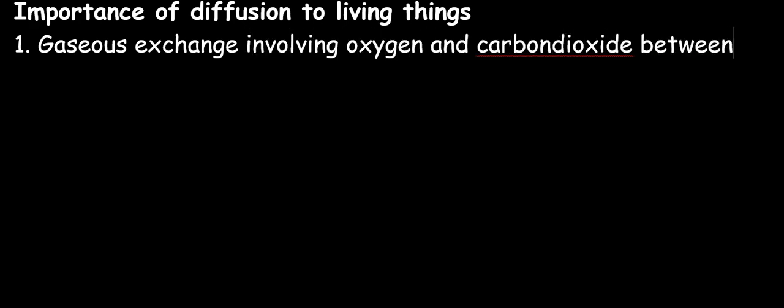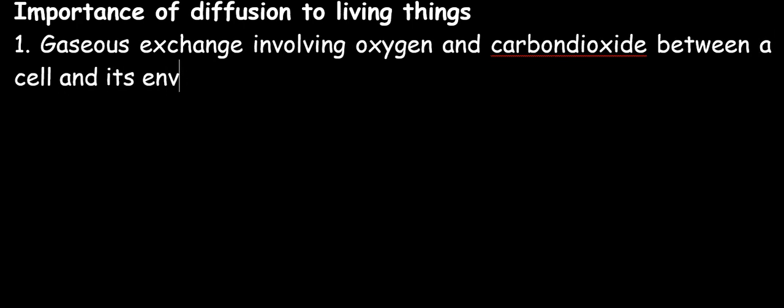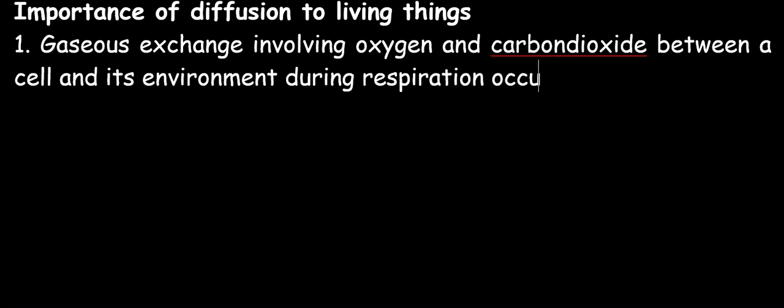So, why is diffusion important to living things? Importance of diffusion to living things. Number one, gaseous exchange involving oxygen and carbon dioxide between a cell and its environment during respiration occurs by diffusion. That is, diffusion is important in the process of what? Gaseous exchange. That is during respiration.